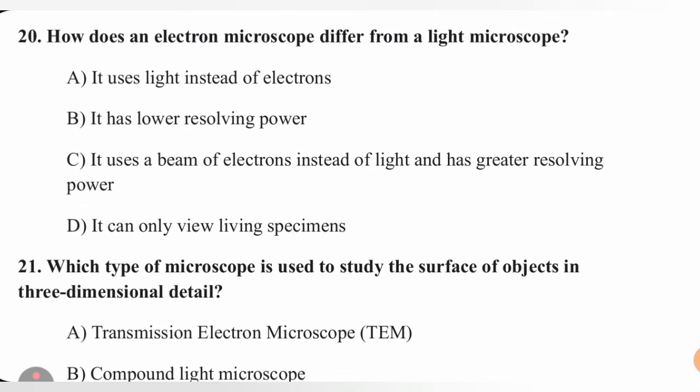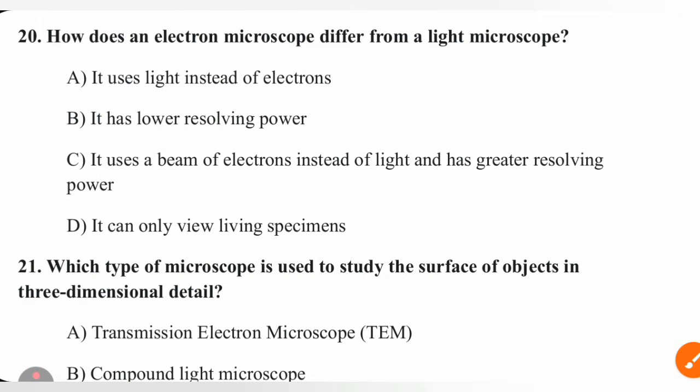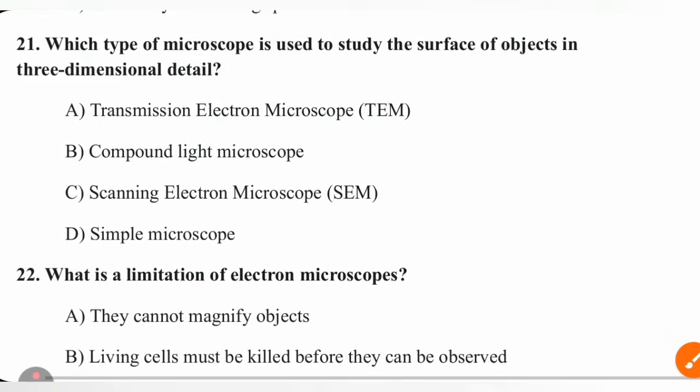How does an electron microscope differ from a light microscope? C. It uses a beam of electrons instead of light and has greater resolving power.